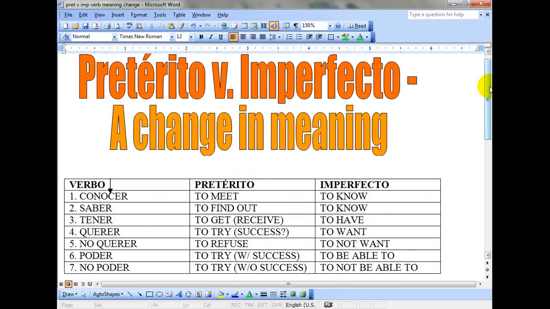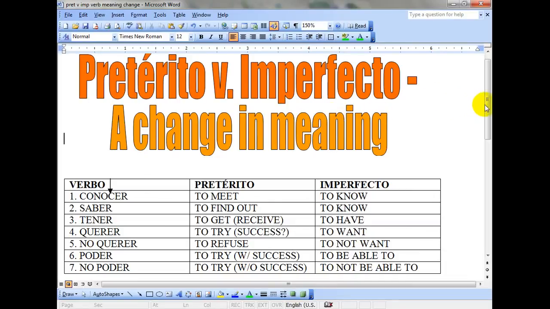On the left-hand side of the page, we've got 7 verbs. Well, technically, I think we have 5 verbs, but two of them are being used in a negative fashion. Their meaning changes depending on whether you're using them in the preterite or the imperfect. For example, conocer in the preterite means to meet, whereas in the imperfect it means to know, like a place or a person. It's its usual meaning. Saber in the preterite is to find out. In the imperfect, it's to know again. So those are the different meanings.